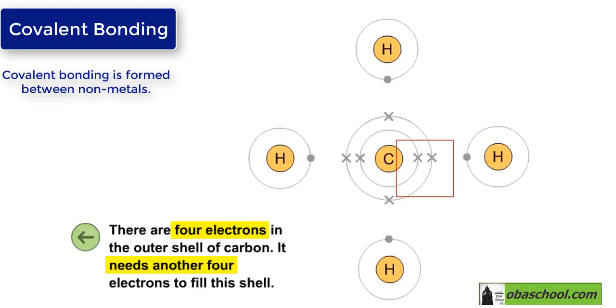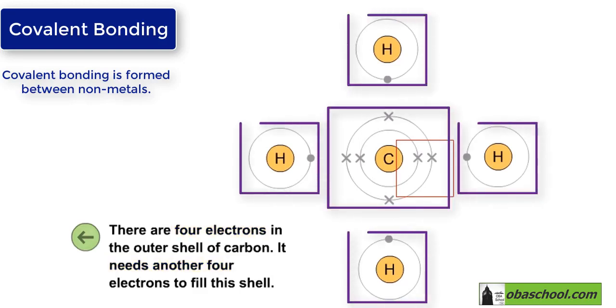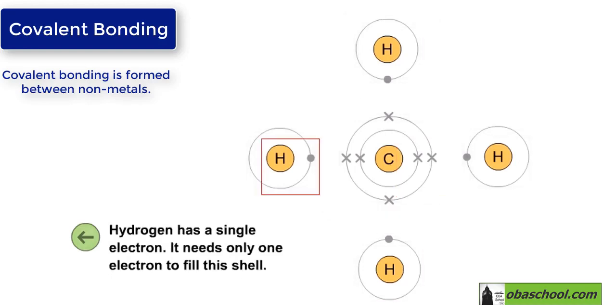That's why carbon shares 4 pairs of electrons with 4 hydrogen atoms. Hydrogen has a single electron. It needs only 1 electron to fill its shell. Unlike other atoms, hydrogen completes its outer shell by only 2 electrons. So each hydrogen needs 1 electron to fill its shell, and carbon needs 4.